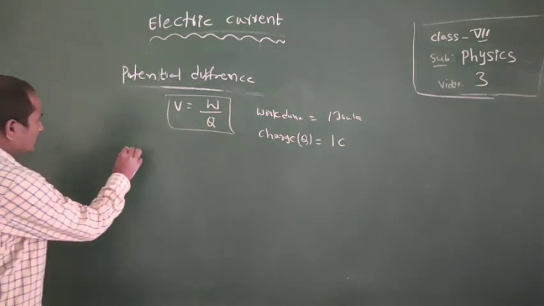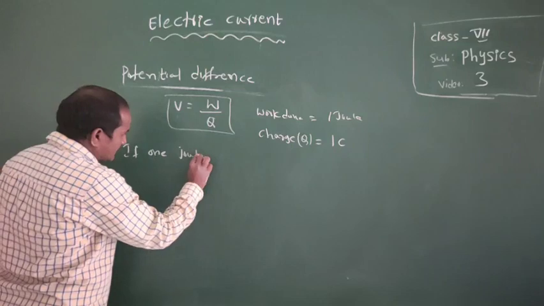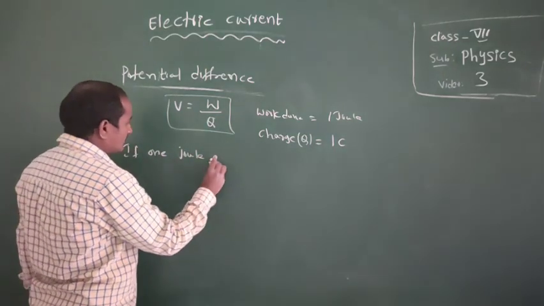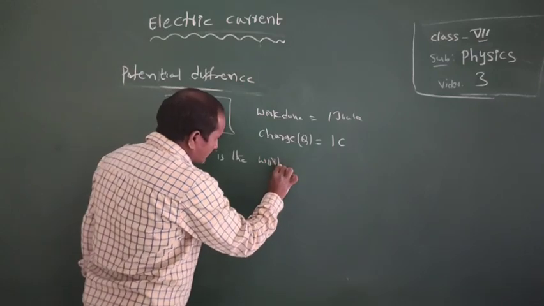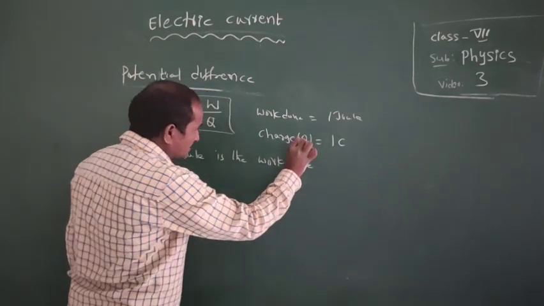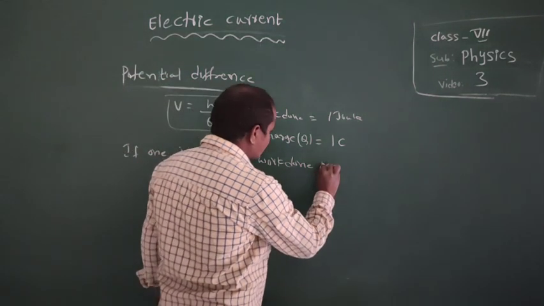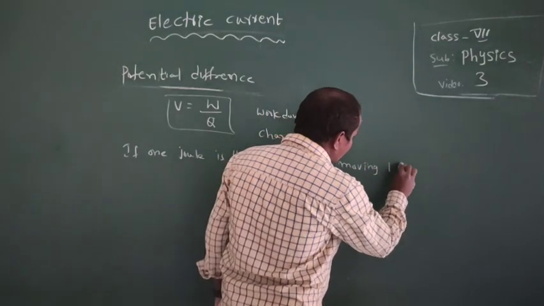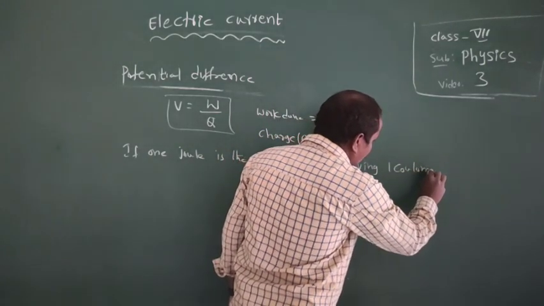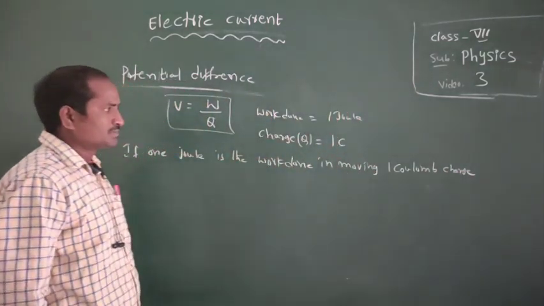If 1 joule is the work done in moving 1 coulomb charge.